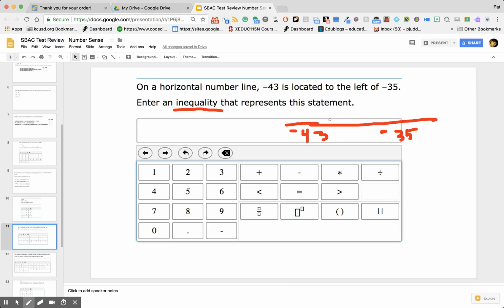Take about 45 seconds. Check with your partner. Remember, an inequality means greater than or less than. And if you wanted to write an inequality explaining the statement, what would that look like? 45 seconds. Pause the video briefly, and then check back in.